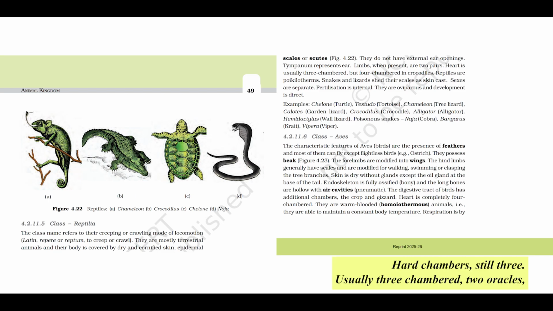Heart chambers, still 3. Usually 3-chambered, 2 auricles, and 1 partially divided ventricle, allowing for slightly better separation of oxygenated and deoxygenated blood than in amphibians. However, crocodiles are an important exception. They possess a fully 4-chambered heart, similar to birds and mammals, allowing for complete separation. This is a key point to remember for exams.